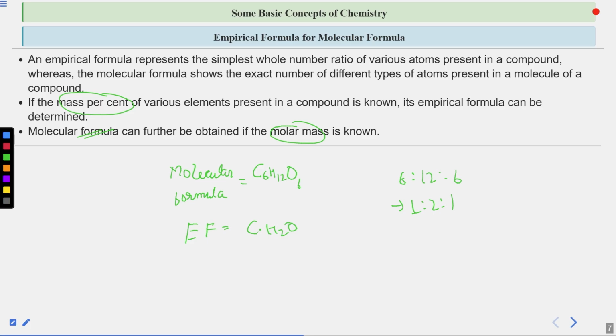What is not known? So this formula is... if you are not aware about the molecular formula, you can't get the empirical formula. But if you have the mass percentage, you can get it. And if you have the molar mass and mass percentage both, then you can have the molecular formula as well.